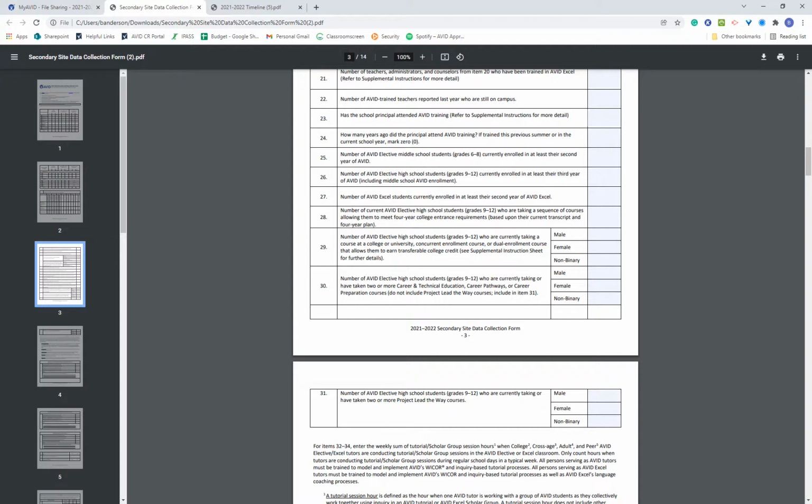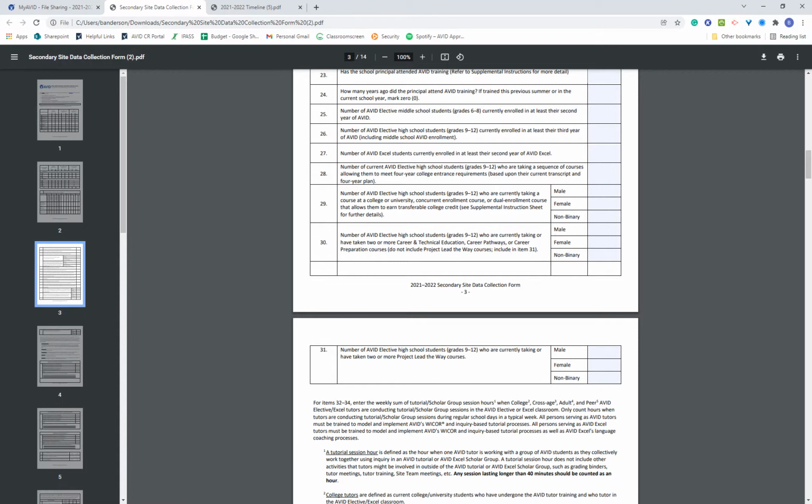So it's possible that somebody may have had to take a remedial course, and that course did not put them on path for college entrance. Hopefully that's an exception, not a regular occurrence.